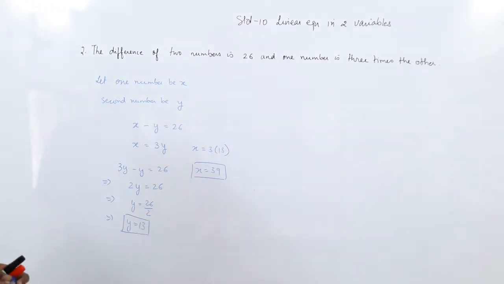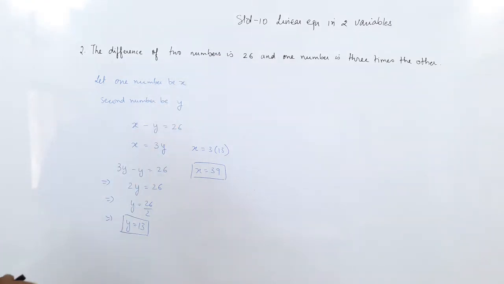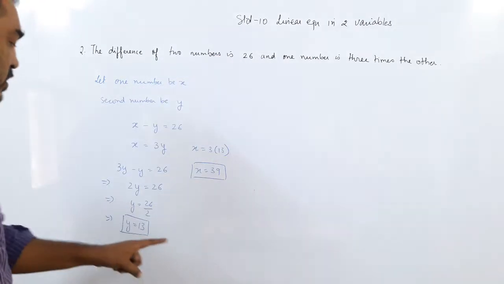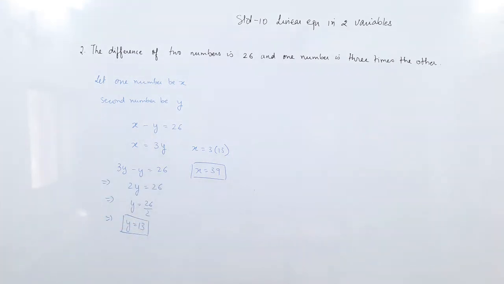So now you can check. The numbers are 39 and 13, whose difference is 26, and one number is 3 times the other, x is 3 times y, so 13 3s are 39. So you can see here the sum is really very simple, but you have to read the question well and make the correct equation. If your equations turn out wrong, then even if the sum is simple, the answer will be wrong.